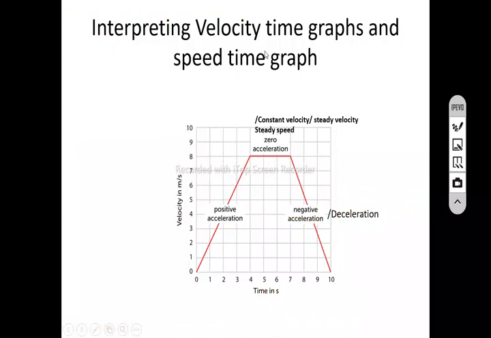Now, interpreting velocity time graph and speed time graph. On a velocity time graph, you need to know what the regions mean. Sketch this up. You don't have to put the numbers if you don't want to, but at least label the axes so you know what kind of graph you are dealing with. Are we clear? So, here, going up, you have what? Positive acceleration. Here we have constant what? The velocity is not changing.